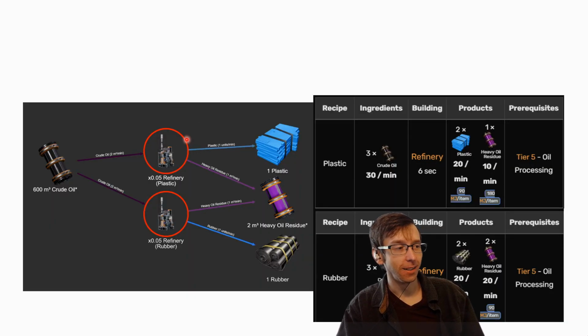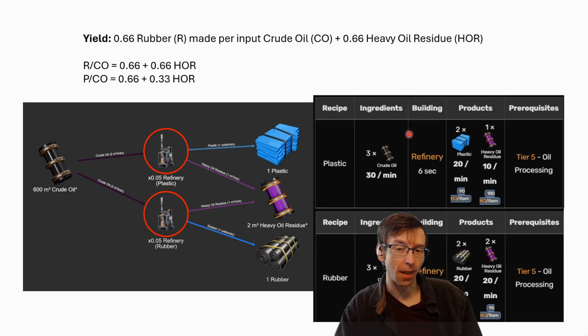You want to make plastic and rubber. There's one default recipe. It takes crude oil, it makes plastic and rubber. You have heavy oil residue you've got to do something with, right? The yield on that, like how much rubber you get per crude oil you put in, is 66%. And then the byproduct is sometimes the same. If you're making rubber, you get as much byproduct as you do product.